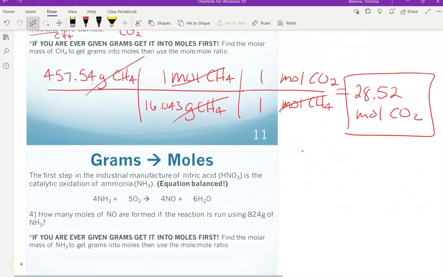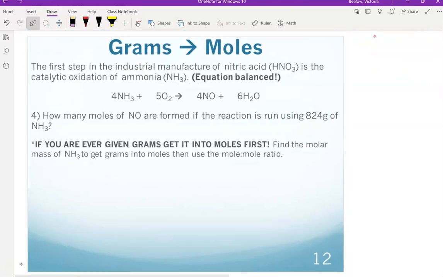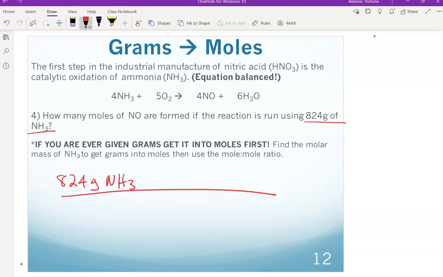Let's do another example problem. So this is a catalytic oxidation of ammonia. So here I have my balanced chemical equation. So again, I have the balanced chemical equation. I could go right into my picket fence. So I am given 824 grams of NH3, which is ammonia, and I need to get that into moles of NO. So that would be nitrogen monoxide.